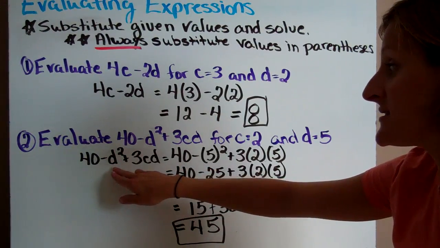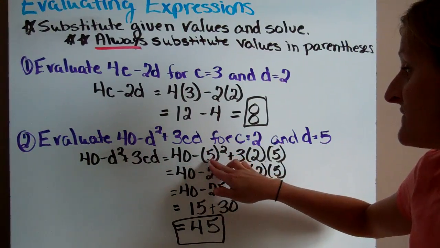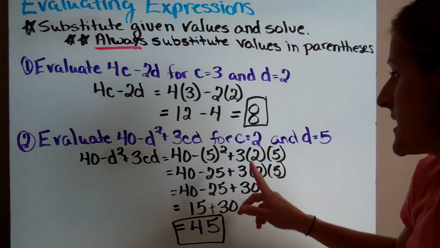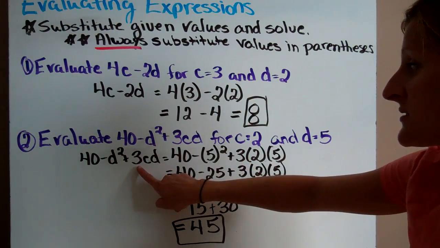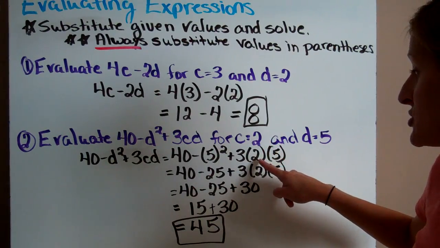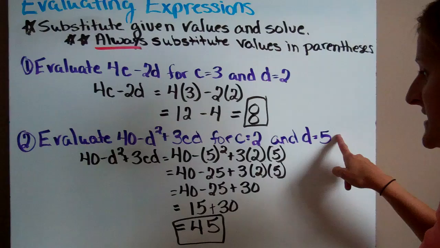Then I do minus d squared. Well, d is 5, so I'm going to subtract 5 squared. Notice I keep it in parentheses. Then I'm going to add plus 3 times c times d. So it's going to be 3 times 2 times 5. 2 is c and 5 is d.